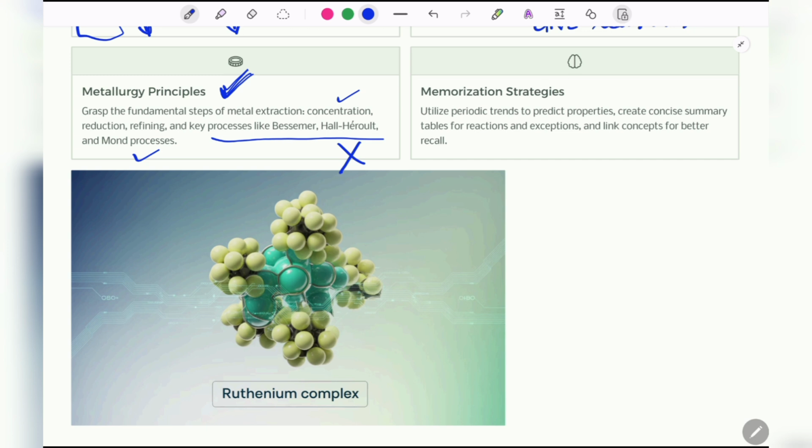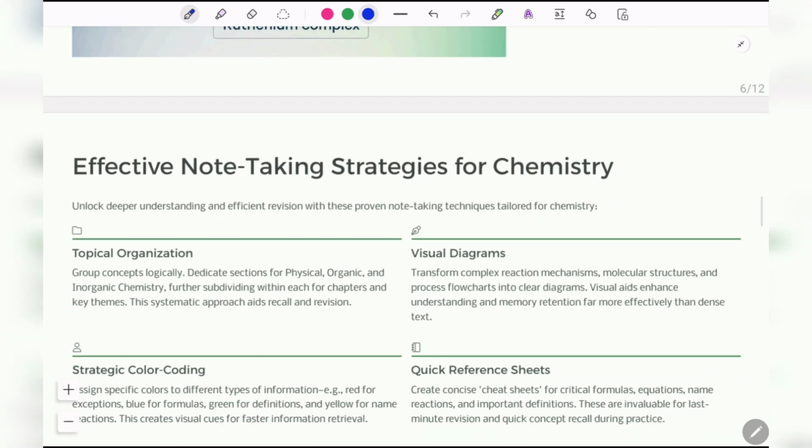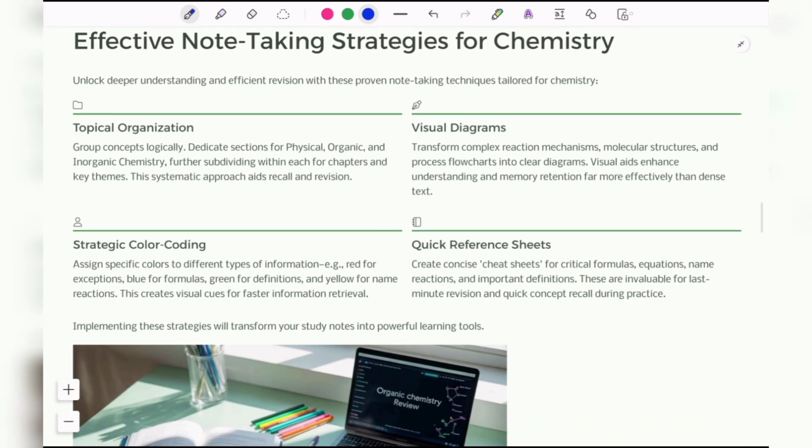The memorization strategies are that you have to utilize periodic trends to predict the properties, and create summary tables for reactions and exceptions. Every child has a unique way of memorizing, so you can design your own methods to memorize the concepts. Even if your teacher is giving you notes, you have to make your own notes. You have to group the concepts logically, dedicating sections for physical chemistry, inorganic chemistry, and organic chemistry. So you can make 3 notebooks for that and practice on that.